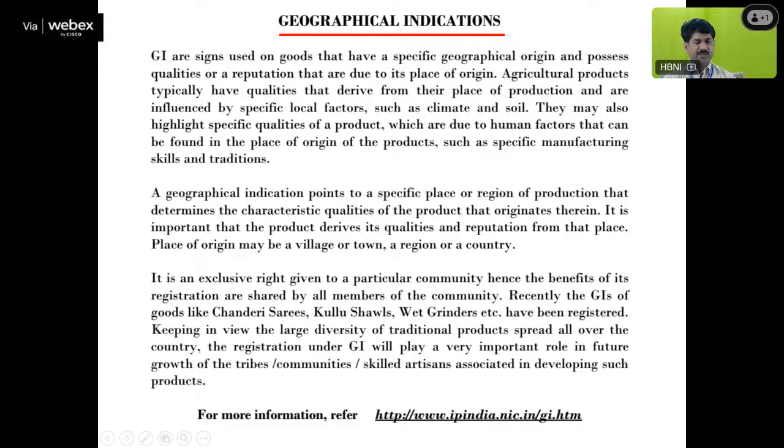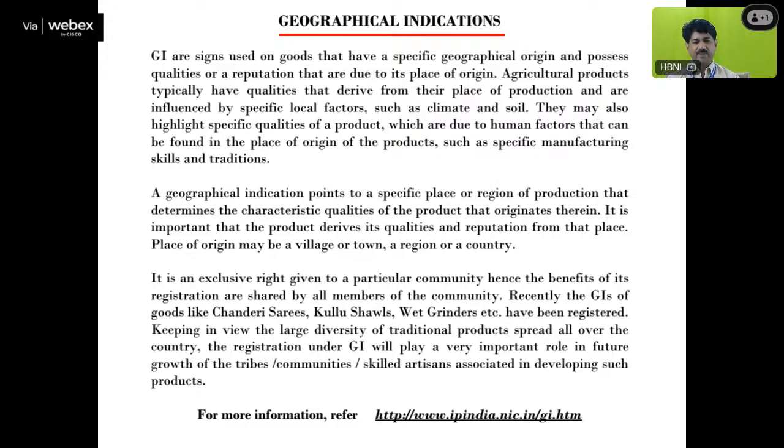It is an exclusive right given to a particular community, hence the benefits of its registration are shared by all the members of the community. So when GI tags are given, they are not given to a person or a particular company or something like that. It is given to that particular area. Some of the things I have just mentioned here.